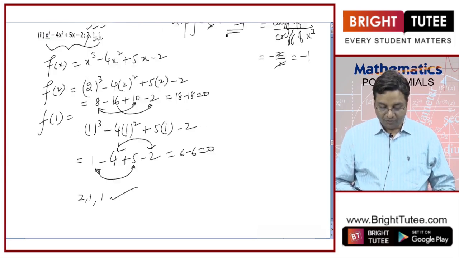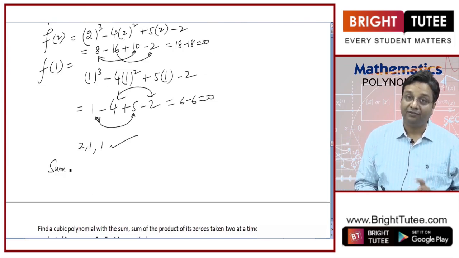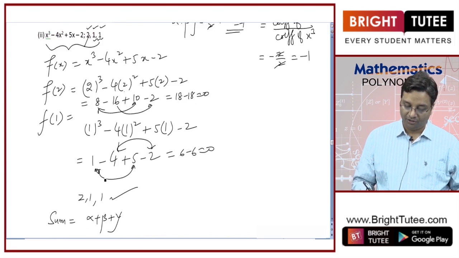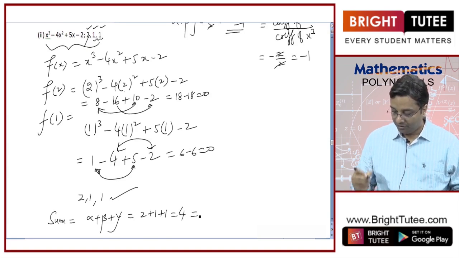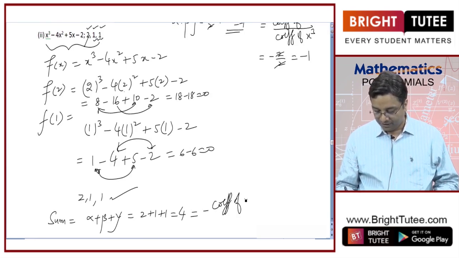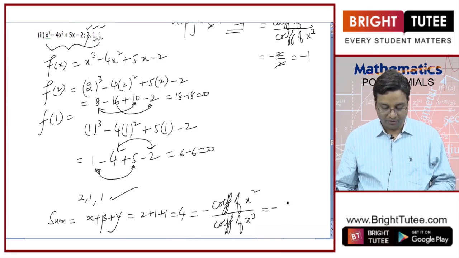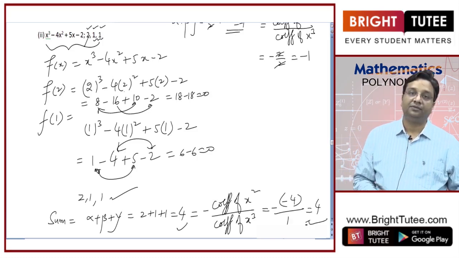Now to verify the relation, again let's see sum of roots taken one at a time. That means alpha plus beta plus gamma, where alpha, beta, gamma are zeros, right? What is it equal to? 2 plus 1 plus 1 equal to 4. And what should it be equal to in the relationship? It should be equal to minus coefficient of x square divided by coefficient of x cube, which is equal to minus of, what is coefficient of x square? It is minus 4 divided by coefficient of x cube, it is equal to 1. So yes, the relation is verified.